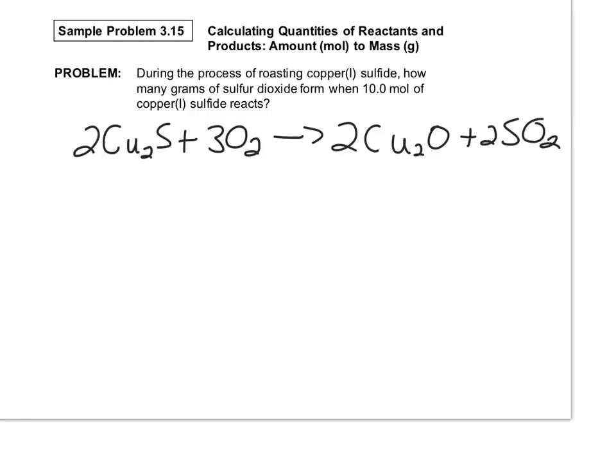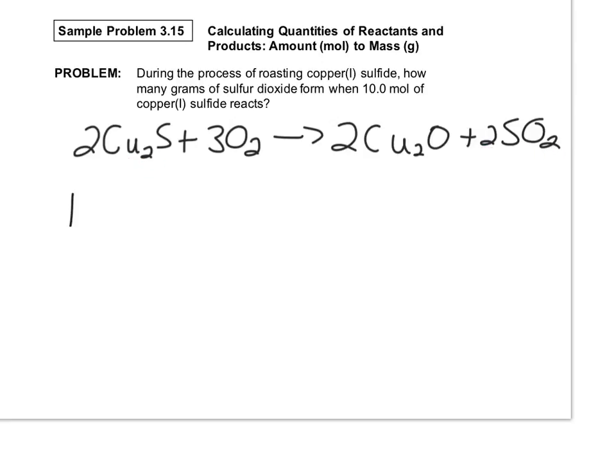All right, and so it says, during the process of roasting copper 1 sulfide, how many grams of sulfur dioxide form when 10 moles of copper 1 sulfide react? So again, this is going to be a conversion type problem. Notice they're giving me the moles of copper 1 sulfide, and they're asking the question about sulfur dioxide. So I know that my balanced equation is going to be my conversion factor, because by looking at my balanced equation, for every 2 moles of copper sulfide, I can form 2 moles of sulfur dioxide.